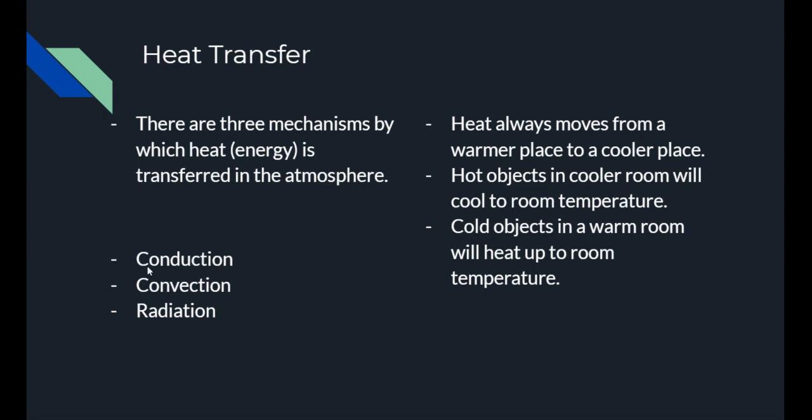The first is conduction. Second is convection. And then the third is radiation. The only reason I'm not going into detail on these is because we're going to go into detail in a little bit. But there's conduction, convection, and radiation. Those are the three different types of ways that heat transfers through our atmosphere, and not just in our atmosphere, but throughout Earth.